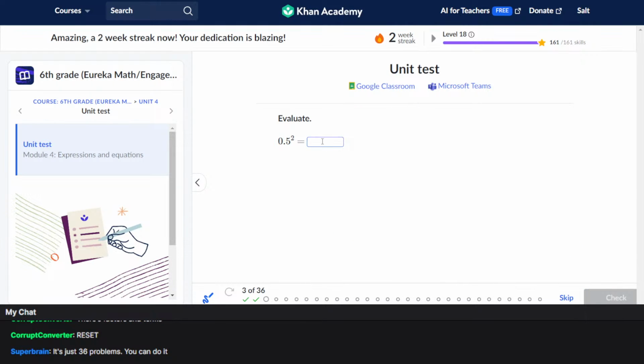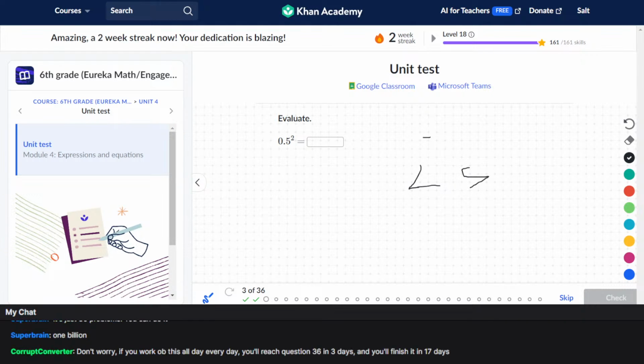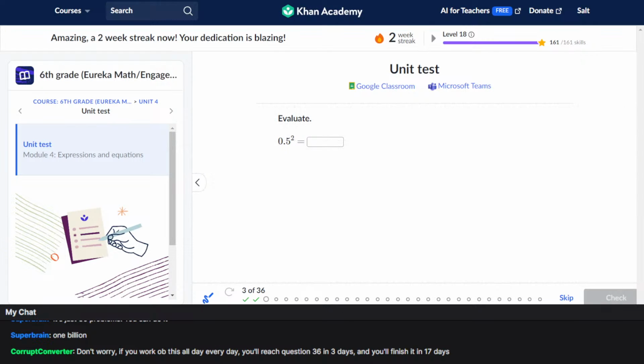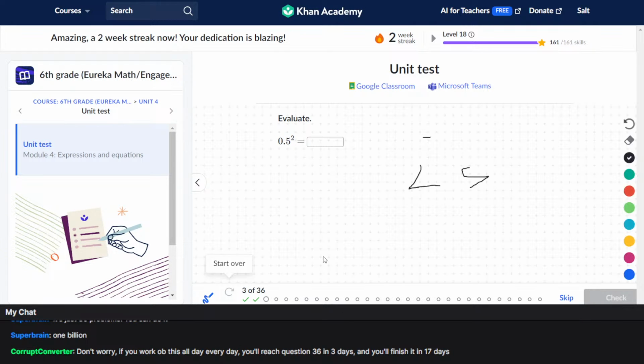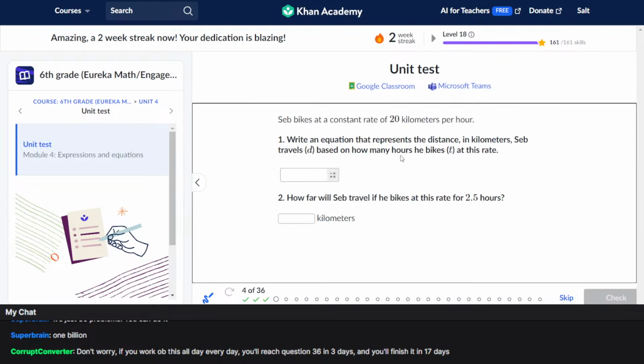Superbrain says it's just 36. I know, it's just 36. You can do it. No calc. Which is 10.5. It's 20. Oh yeah. 25. And then Superbrain says 1 billion. 1.25. Wait. 25. Yeah, I think 0.25. 1 billion. Shut up! No, I don't want to finish it in 17 days. That's horrible.